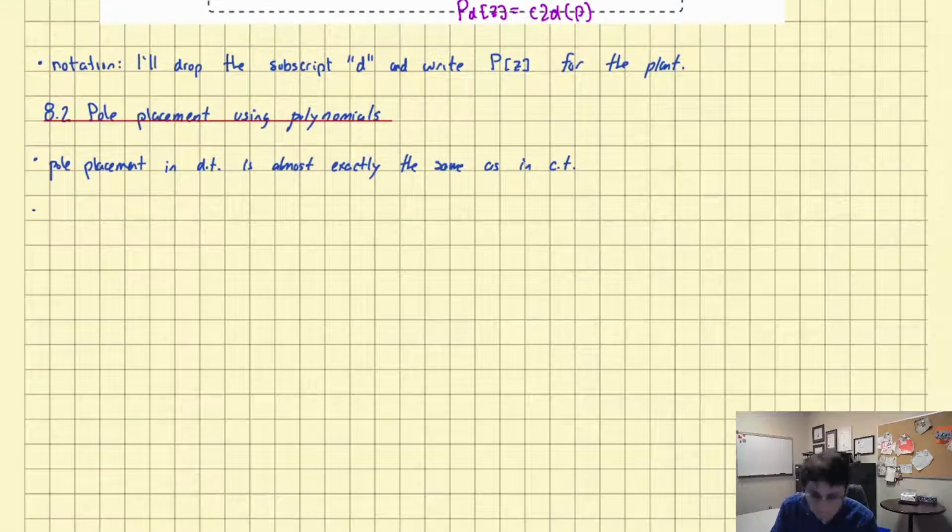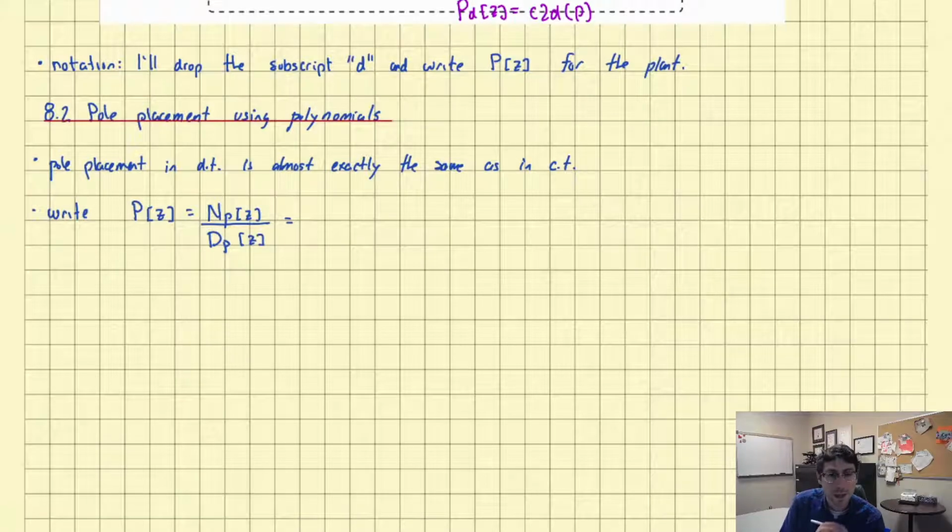Okay, so we're going to write for our plant, I'm going to write it as the numerator of the plant over the denominator of the plant. Okay, rational. And then I'm going to write these two polynomials. Let me write them out, and then I'm going to make a comment about the notation.